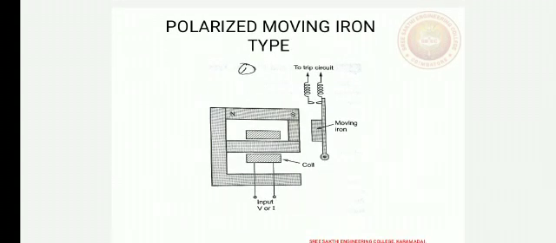And second one is polarized moving iron type. In this diagram, instead of armature, moving iron is placed. The operation is the same as the hinged armature type relay.